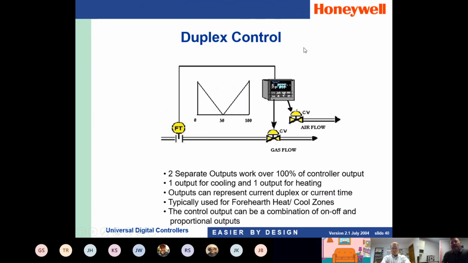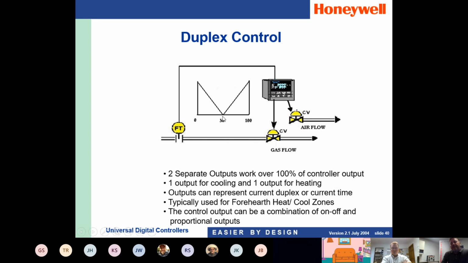Last but not least, we're going to talk about duplex control. So on a UDC controller, using duplex control, you might have a situation where to control the process variable, you have a cooling loop and a heating loop. In this scenario right here, we're using an airflow for our cooling, and we're using gas flow for our heating. In this type of situation here, over the same 0 to 100% output of the controller, we have actually 2 independent, either on-off or 4 to 20 milliamp outputs out of the controller that will control the heating and cooling.